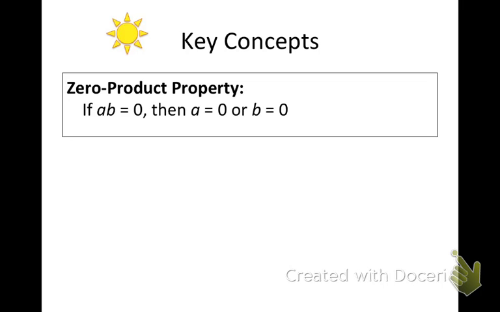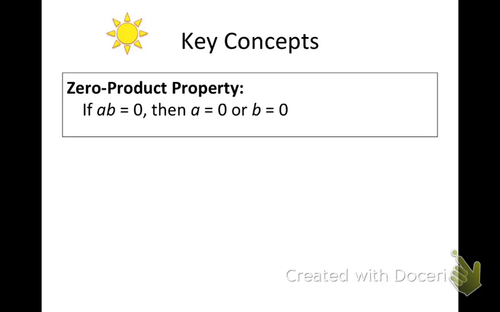Okay, so before we can talk about how to solve quadratic equations by factoring, we need to talk about what's called the zero product property. What words in there do you understand from zero product property? Zero is a number, right? Product means multiplication, right? Property is a way of doing something.